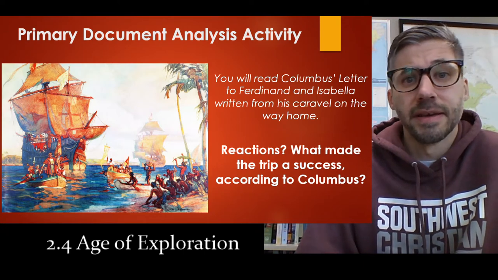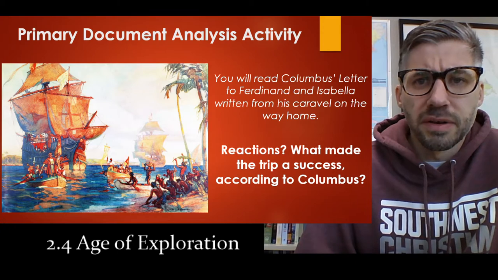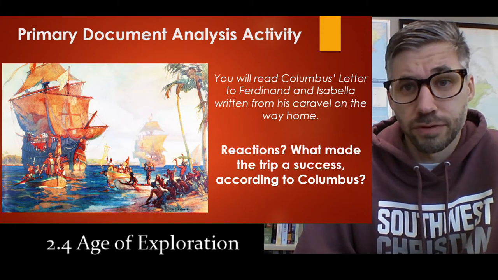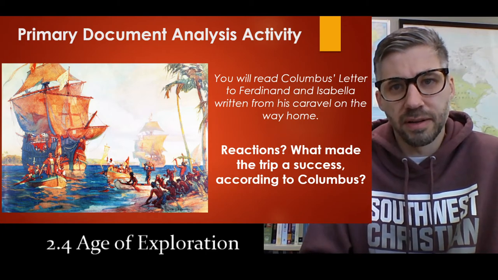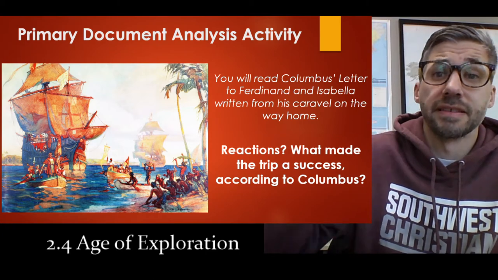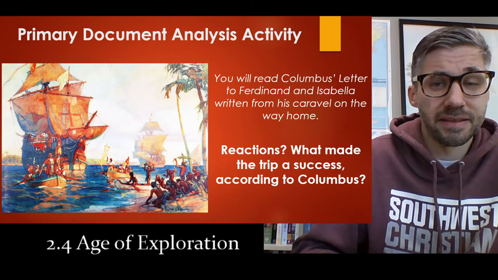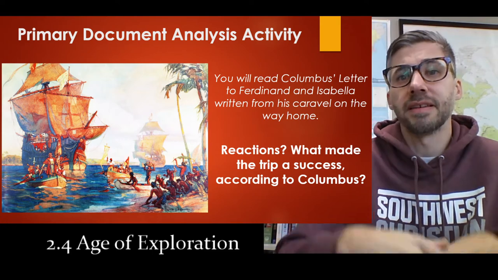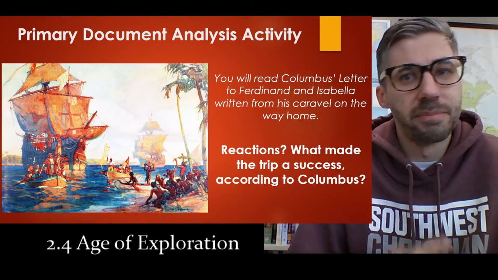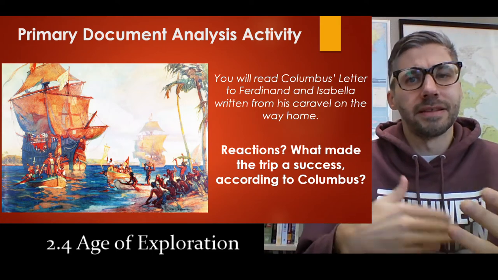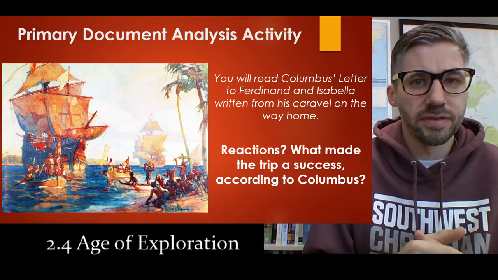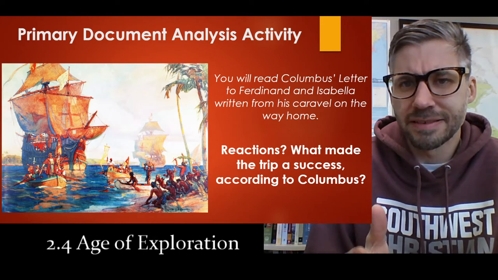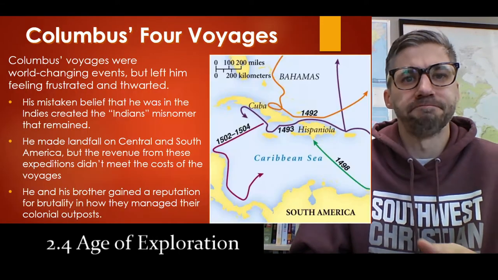That's where he lands. Something you're going to do after this video is read a letter that Columbus wrote on his return voyage. They will stop at a small island off the coast of Africa, and Columbus will send this letter ahead to Ferdinand and Isabella. So he's like, I want this letter to reach them first, and then I'll be arriving in several weeks, and it's going to be a big show. And so this is the letter. You'll get a chance to read portions of that letter, and I'm going to ask you for your reactions and what had made the trip a success according to Columbus. You'll get a chance to engage with that.